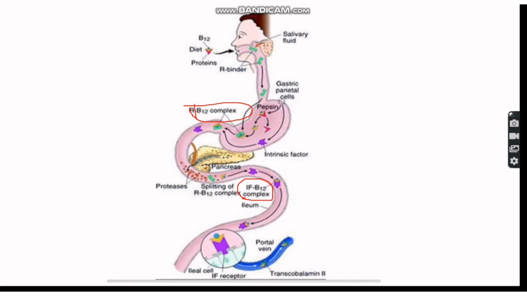This complex will enter the ileum, and in the ileal cells there are receptors, that is cubilin receptors, through which the IF will bind. Okay, the IF will bind to the receptor along with the vitamin B12, and then it will undergo absorption. Then the other carrier protein, that is transcobalamin 2, binds to the vitamin B12 and will carry it to the liver as well as tissues for further absorption so that it can enter into the blood.